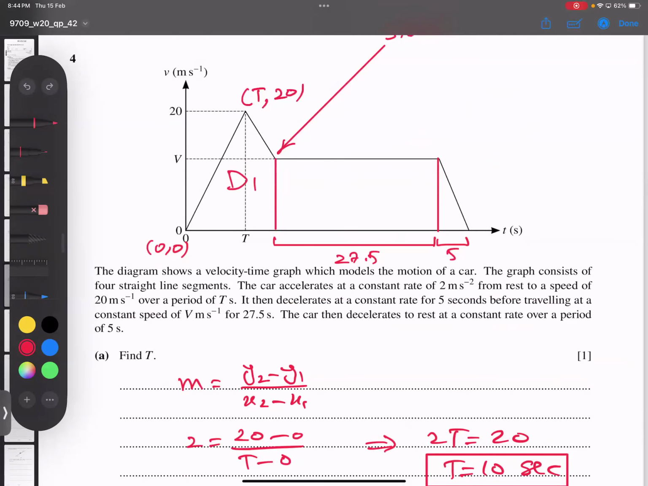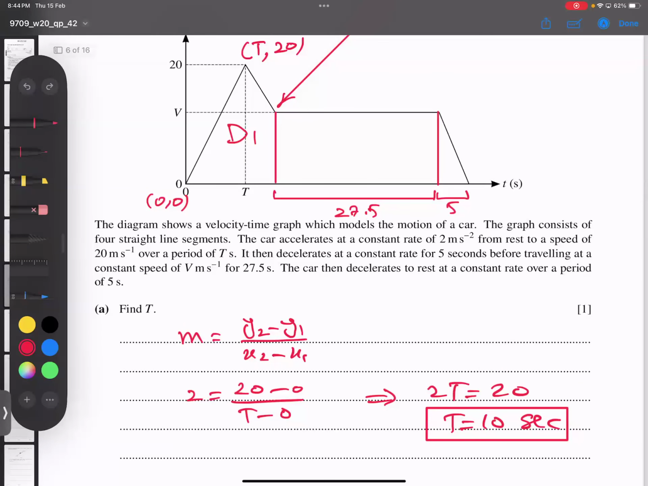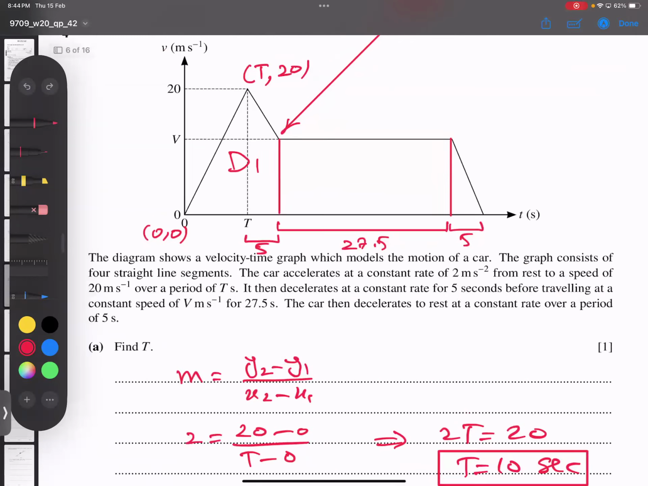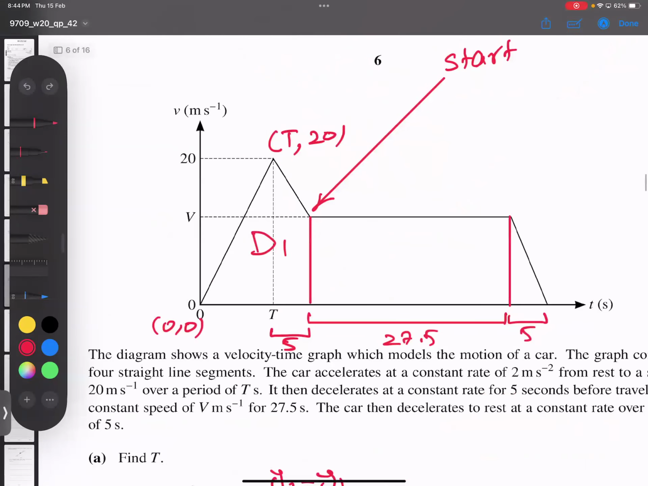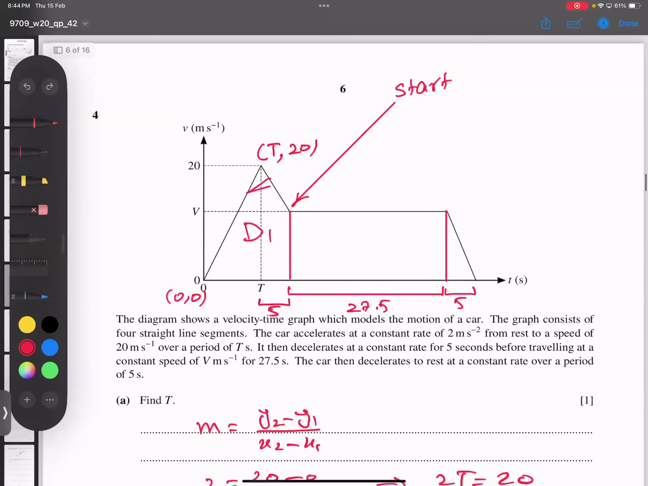Wait a minute, he says one more thing here. It decelerates at a constant rate for 5 seconds before it travels at constant speed. So can I say this time is also 5 seconds? Exactly. This time is 5 seconds, and this time is also 5 seconds. Make sure the distance traveled by D1 is 1/3 of the whole journey.